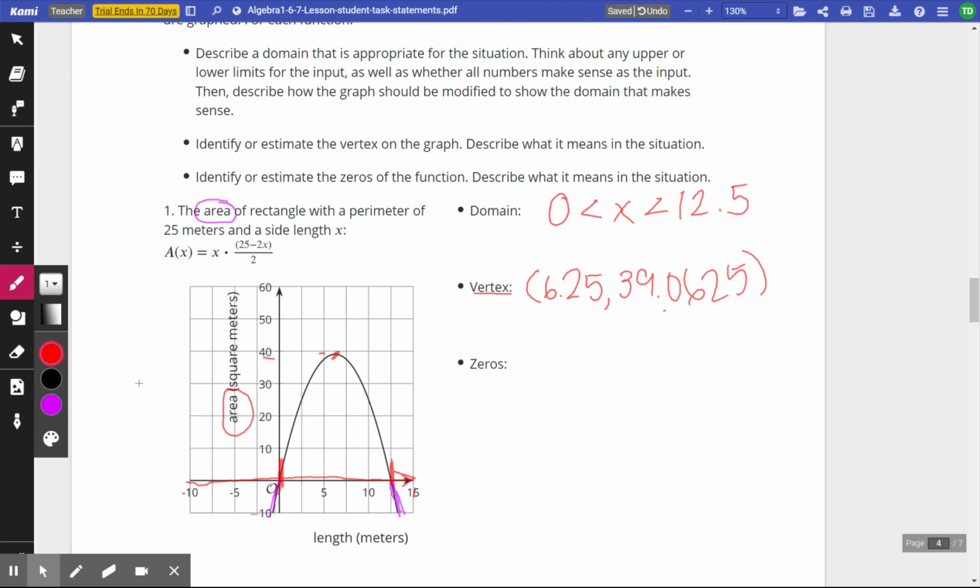And then finally, zeros. So let's clean some of this up. The zeros are where the x-intercepts are. It is where the graph crosses or intersects the x-axis. So I have a 0 here, and I have a 0 here. This 0 is at 0, and this 0 is at 12.5.